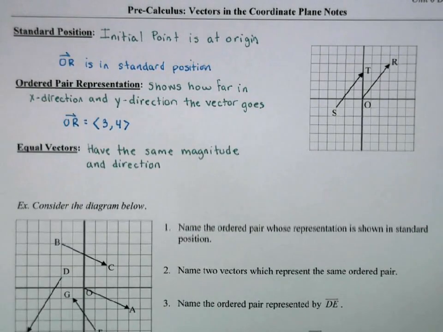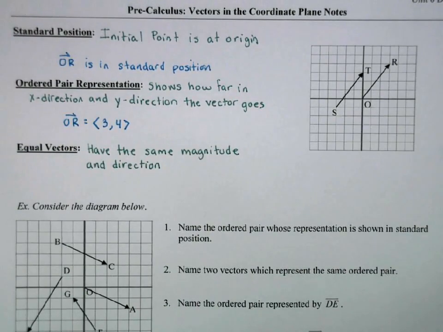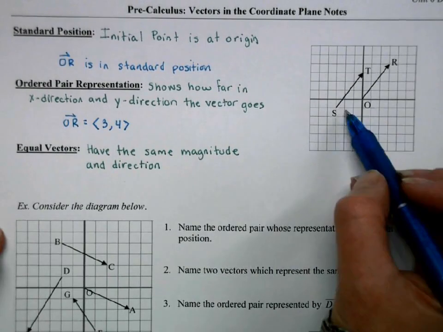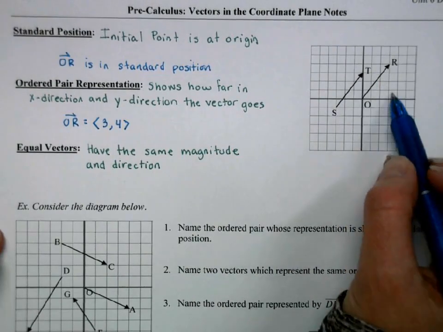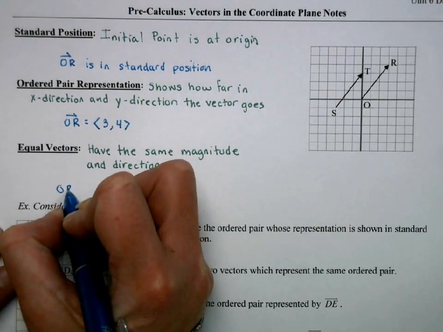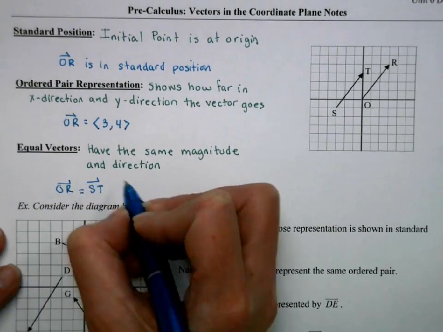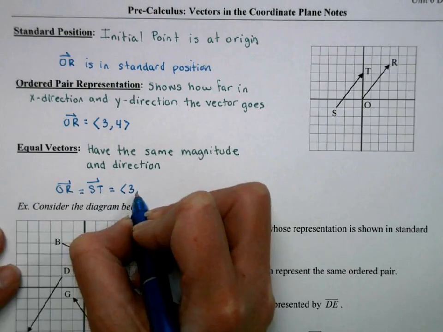Next, equal vectors. Okay, pretty straightforward. Vectors are equal if they have both the same magnitude and direction, but they don't have to be in the same location. So both of these go over 3, up 4, over 3, up 4. So OR and ST are equal, and they both equal <3, 4>.